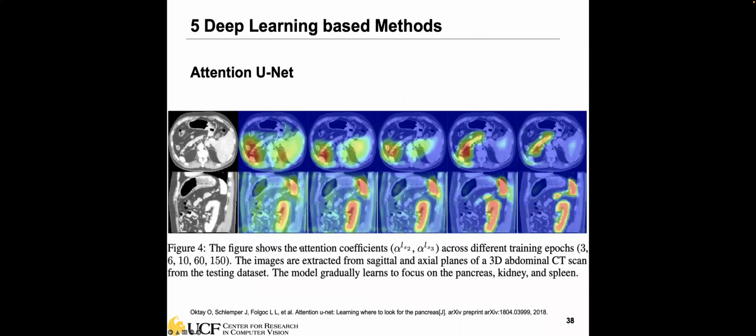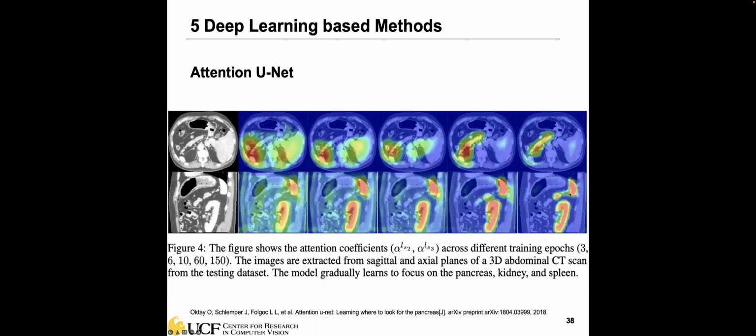And this is the visual representation of how this attention evolves over the training process. These are different attention maps across different training epochs, 3, 6 to 150. This is the attention map overlaid on the original image. Towards the end, maybe 150 training epochs, the attention map becomes better and better. Eventually, it learns to focus on this particular tumor region, this pancreas tumor region right here.